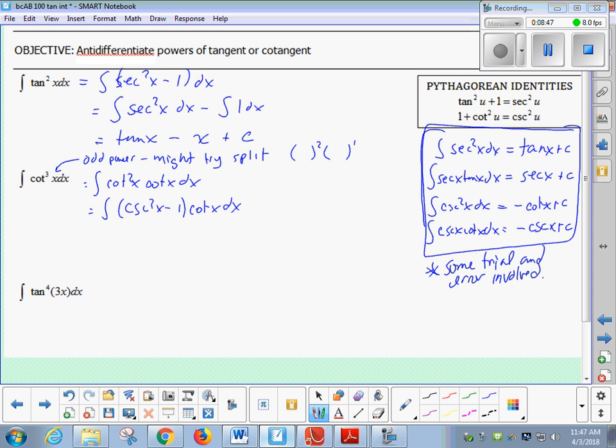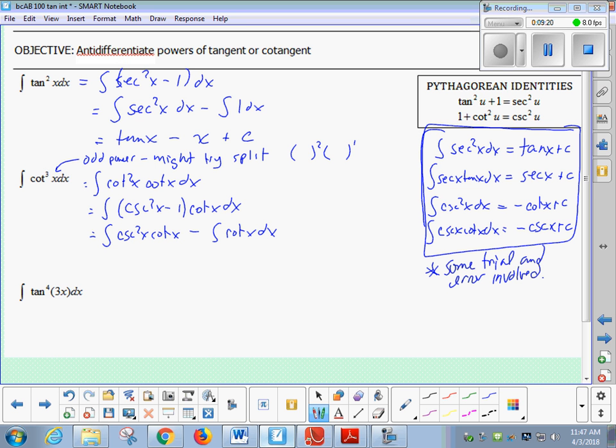Now, anticipating ahead a little bit, that doesn't feel quite like u sub because the derivative of cosecant squared would definitely not be cotangent, right? However, the derivative of cotangent is cosecant squared, then the 1 is kind of in the way. So, what should I do? Separate them into cosecant squared cotangent minus cotangent.